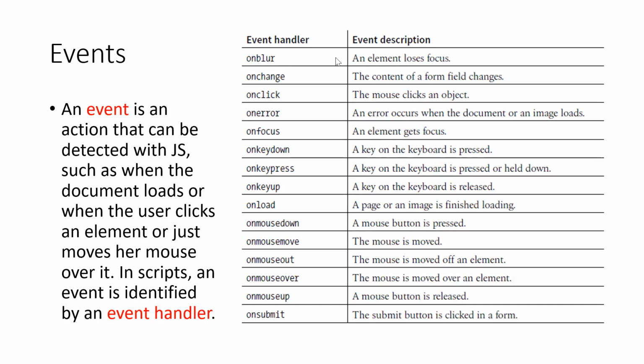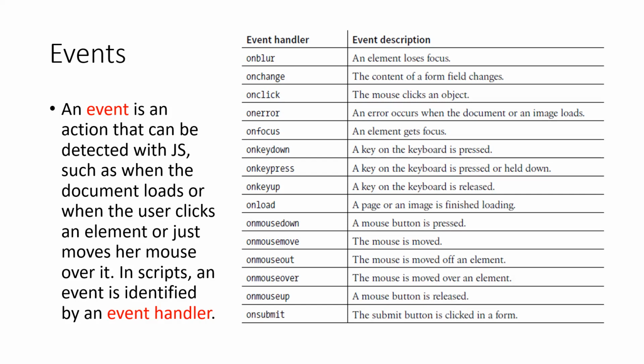So that particular place where you lose the focus, we call on blur. And on change, for example, in the text space, we are trying to type something, when you're trying to change the value. On click, that means you are trying to click a particular object.